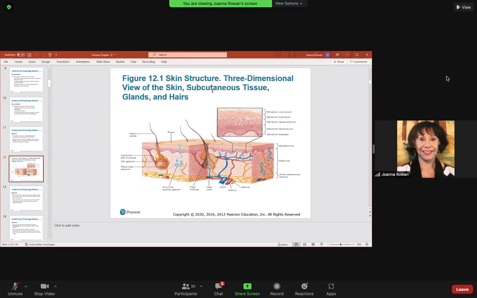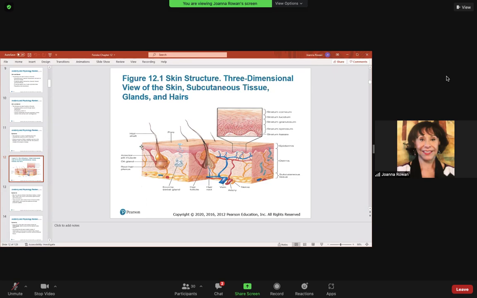This is a three-dimensional view of the skin, subcutaneous, and tissue. This is just so you get a picture of how the skin is composed. So here are the three layers: the epidermis, which is the top, the dermis, and the subcutaneous, which is right at the lowest part, and that is what contains the fat. You can see the nerves, you can see the hair that comes through a hair shaft. These are the parts of the skin: the stratum corneum, stratum lucidum, granulosum, spinosum, and basale.